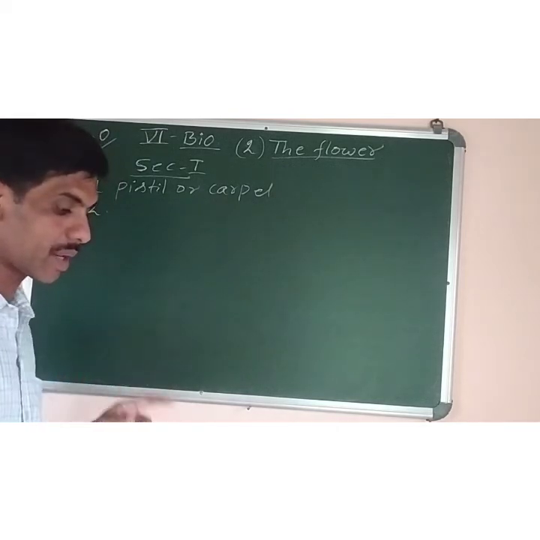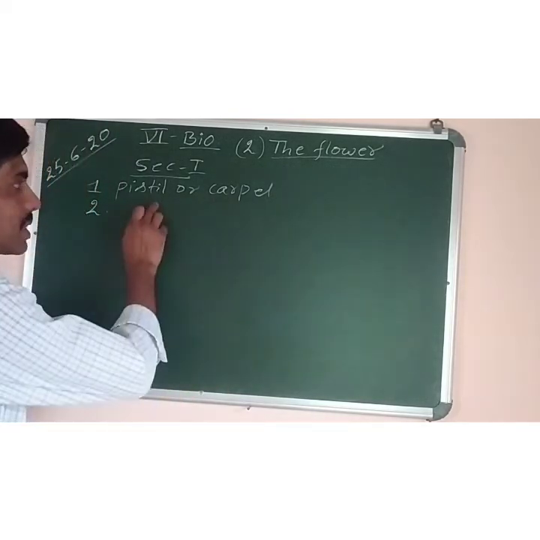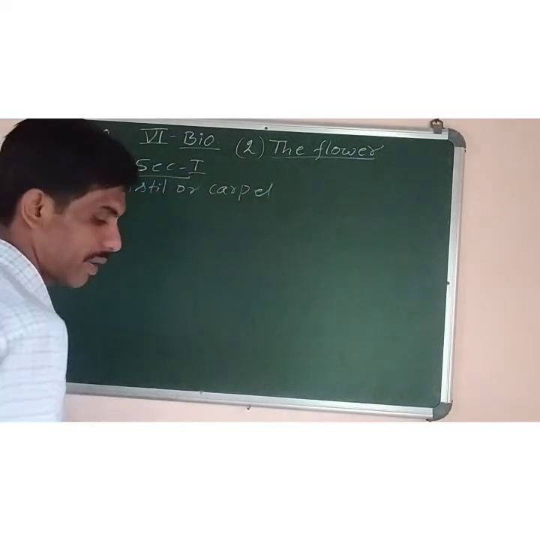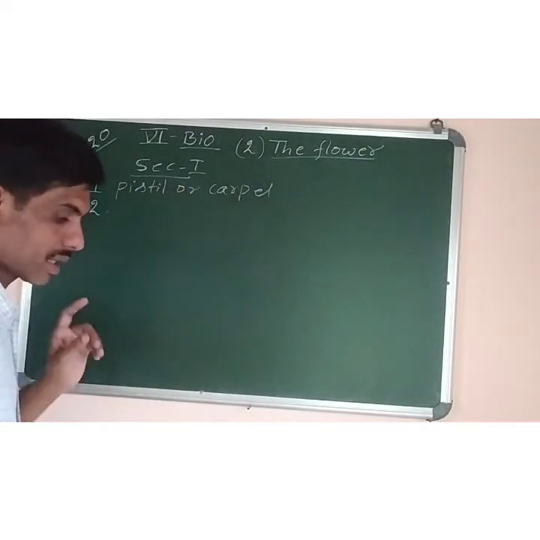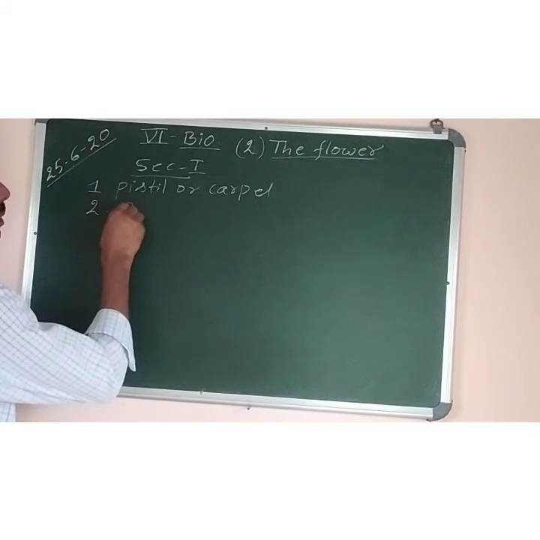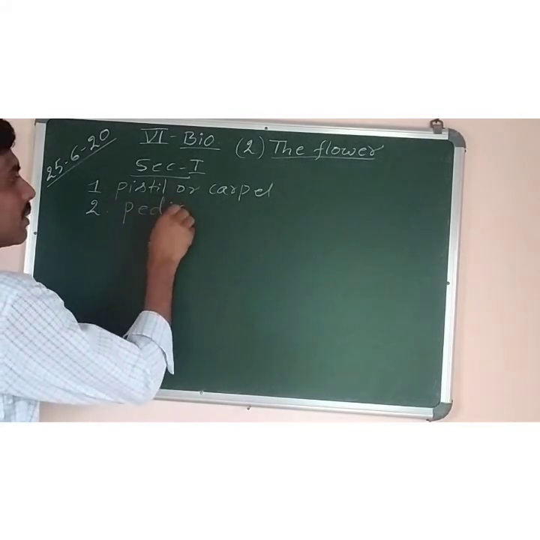It is the female reproductive part of a flower. The answer is pistil or carpel. Any one you can write. The second question is the stalk of the flower. Stalk of the flower is called pedicel.